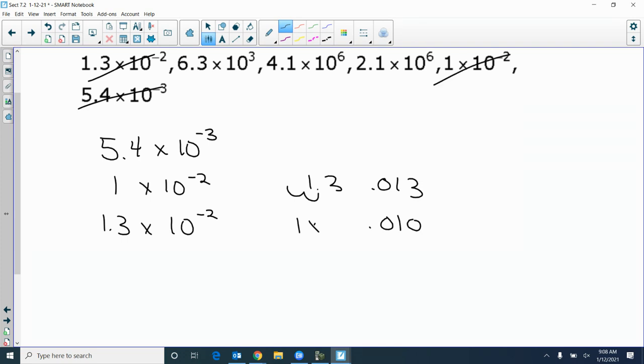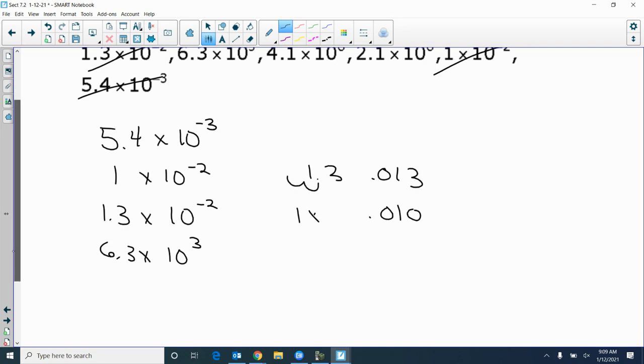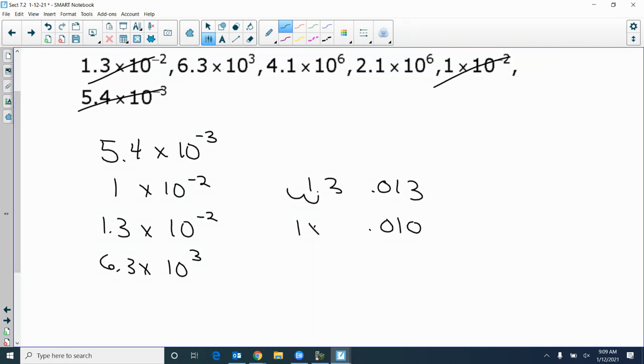The next one should be 10 to the what? Okay, Christian? 10 to the third. 6.3 times 10 to the 3rd. And what do you think the order is for the last two? 2.1 times 10 to the 6. Okay. 4.1 times 10 to the 6. Good. Yep. If you got the same exponent, go to the constant and just say, all right, which one's smaller? Which one's bigger? Do it that way for this one.